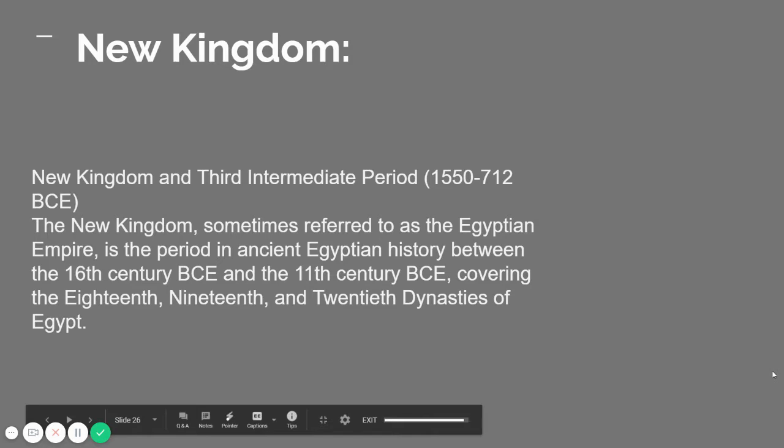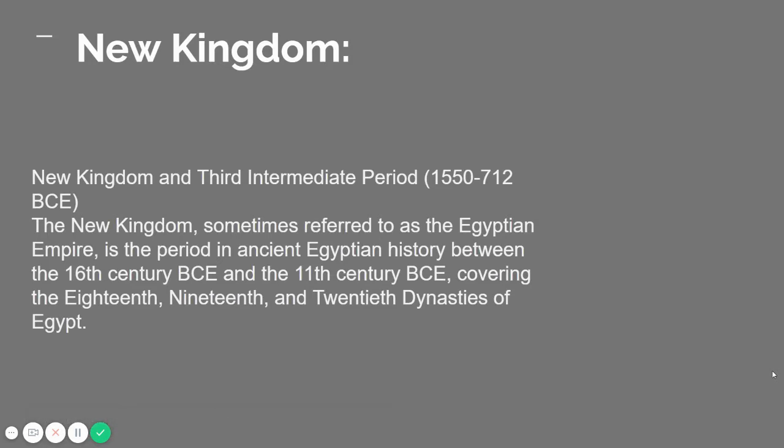In this second part of ancient Egypt, we're going to focus now on the New Kingdom. We finished up the Old Kingdom with Menkaura and his wife and all the pyramids, and we're now going to transition into the New Kingdom. Sometimes the New Kingdom is referred to as the Egyptian Empire. It's a period of ancient Egyptian history between the 16th century BCE and 11th century BCE, and it pretty much covers the 18th, 19th, and 20th dynasties of Egypt.